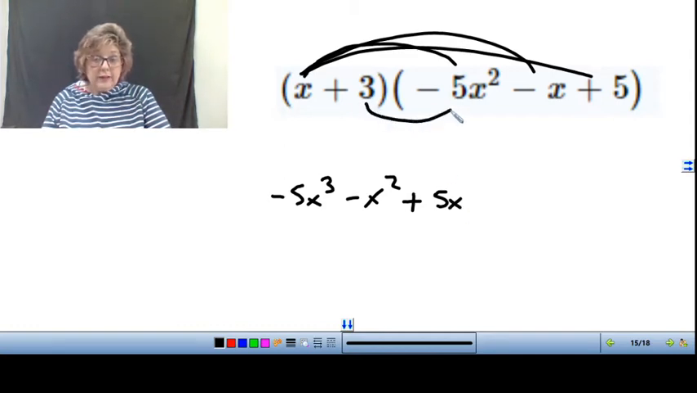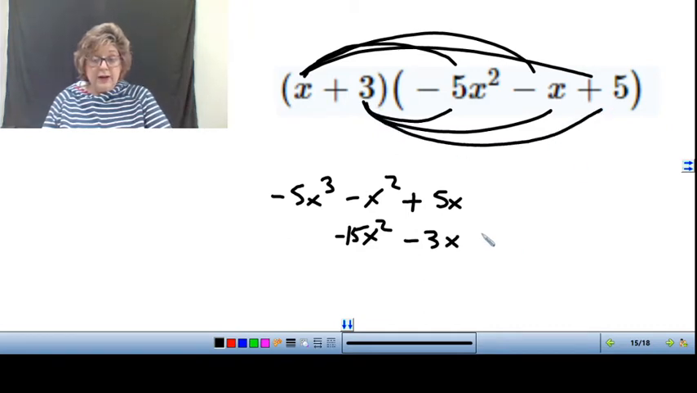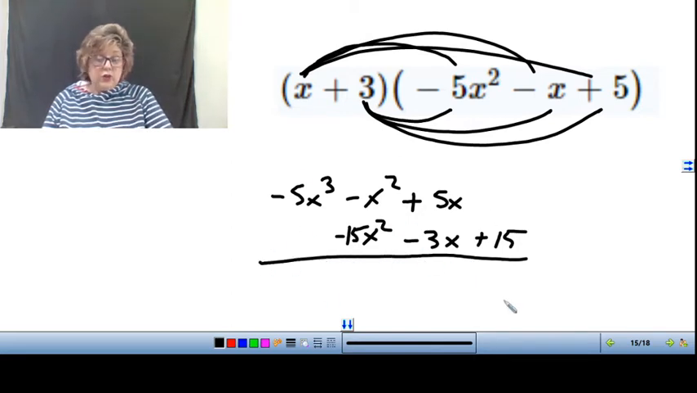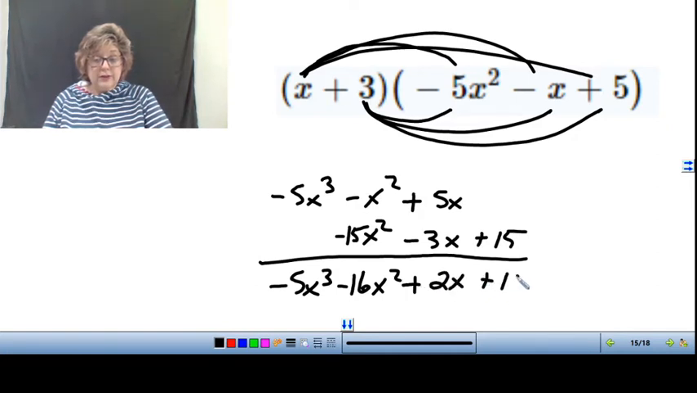Here, 3 times the negative 5x squared would be a negative 15x squared, and I'm going to line it up with my like variables, so I'm going to say minus 15x squared. The 3 times the negative x is going to be a negative 3x, and then the 3 times the 5 is a plus 15. Draw my line and add straight down. So it's a negative 5x to the third minus 16x squared plus 2x plus 15. And that's how we FOIL.